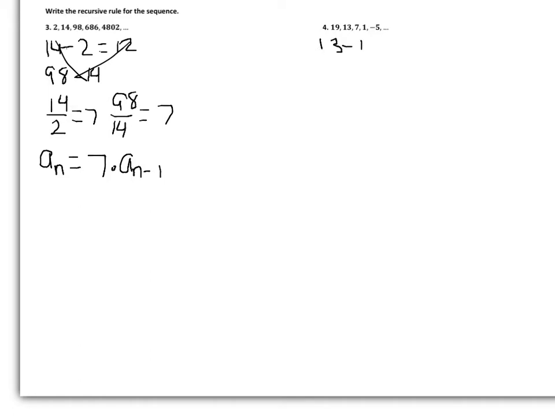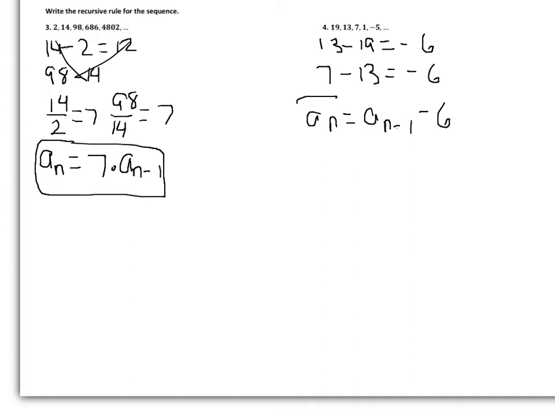So 13 minus 19, negative 6. 7 minus 13, negative 6. So it's arithmetic. So this one, a sub n equals a sub n minus 1 minus 6. Because if you say plus negative 6, it's minus 6. So there's our recursive formulas.